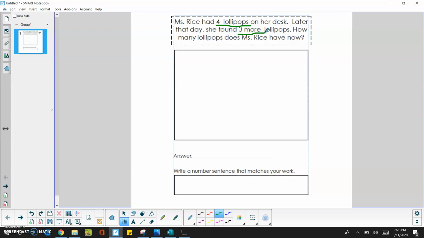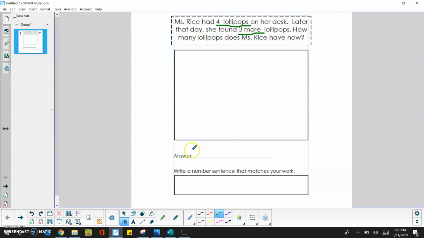Let's think about that. Are we putting together or are we taking apart? You're going to use your sticks or circles in this box to show your work and figure out how many lollipops Miss Rice has if she had 4 on her desk and then found 3 more.